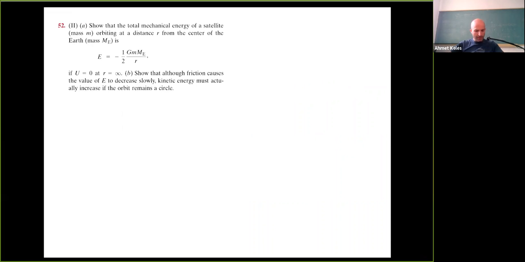Here is the problem. Show that the total mechanical energy of a satellite of mass m orbiting at a distance r from the center of Earth, let's call the mass of Earth m_e, is given by this, if U is equal to 0 at r equal to infinity. And B, show that although friction causes the value of E to decrease slowly, kinetic energy must actually increase if the orbit remains circular. What is this 1/2? Interesting.